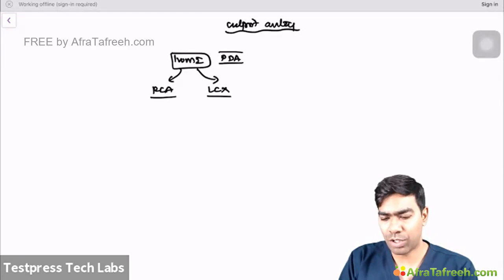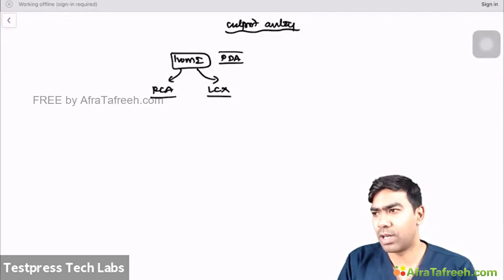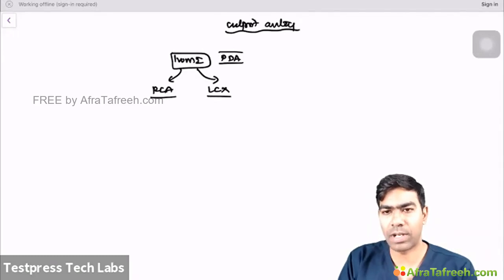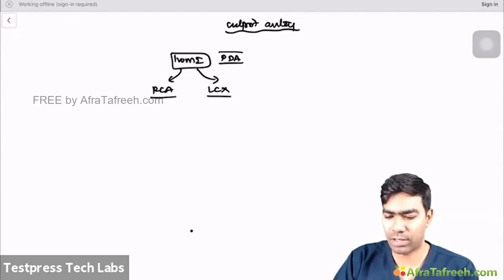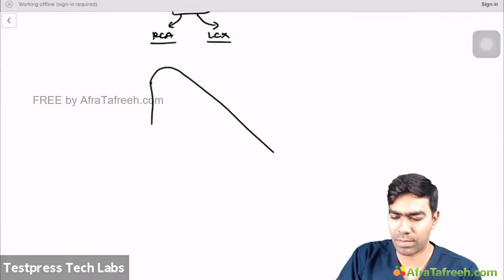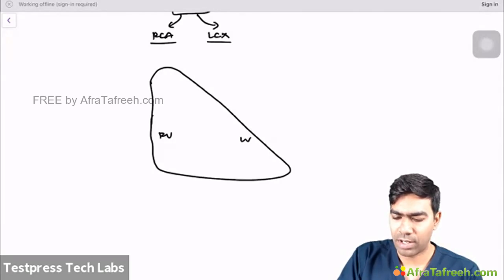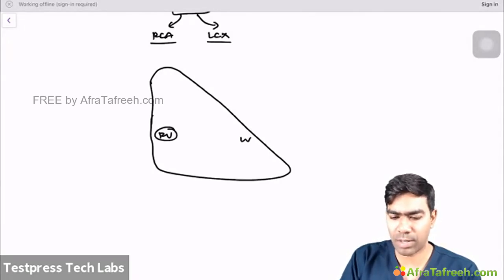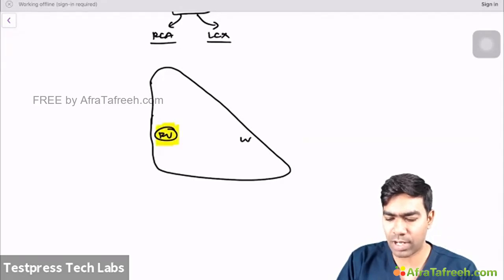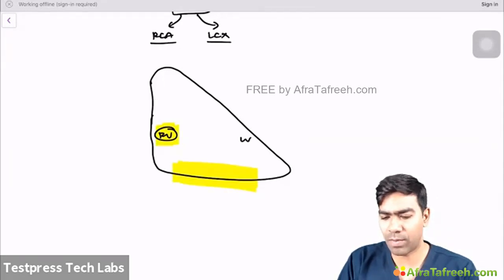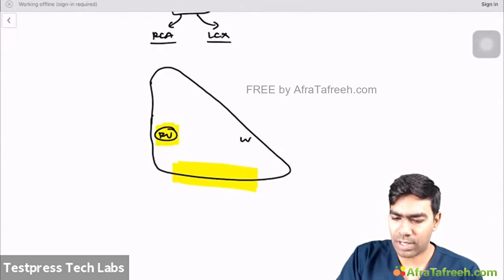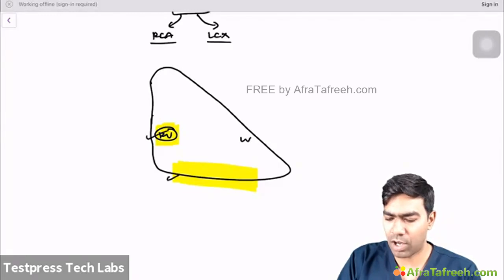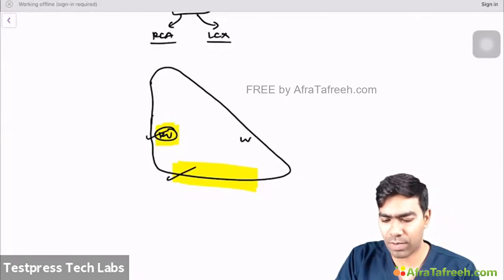So we have a simple notion for that. You need to see the V1 typically. If V1 is showing elevation, that is suggestive of a right ventricular MI. We know that. Let us draw the leads again to understand this better. For example, right ventricle here, left ventricle here. If RCA is the culprit, it will usually produce a right ventricular infarction and probably an inferior wall infarction as well, if the PDA is coming from the right coronary artery.